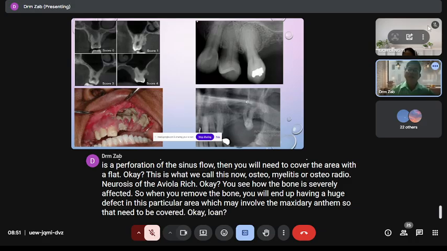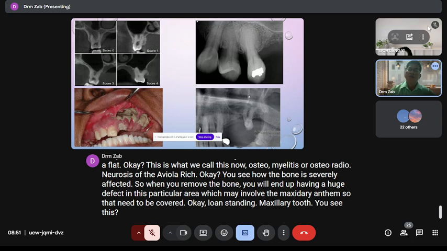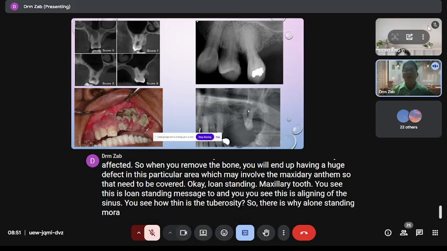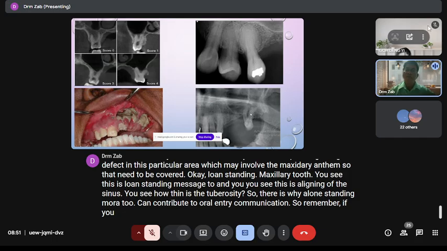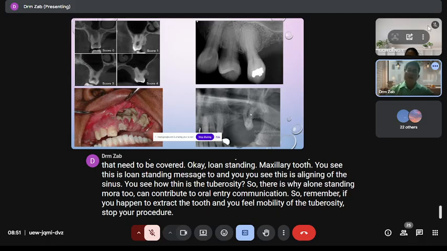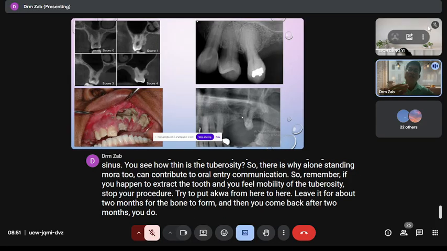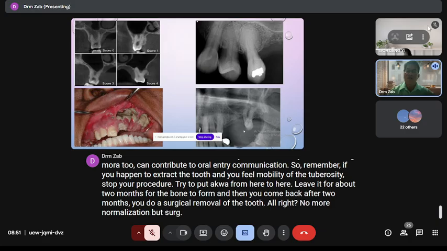Okay, lone standing maxillary tooth. You see, this is a lone standing maxillary tooth, and this is the lining of the sinus. You see how thin the tuberosity is. That is why a lone standing molar tooth can contribute to oro-antral communication. So remember, if you extract the tooth and you feel mobility of the tuberosity, stop your procedure. Try to put an arch bar from here to here, leave it for about 2 months for the bone to form, and then you come back after 2 months and do a surgical removal of the tooth. All right, no more normal extraction, but surgical removal.